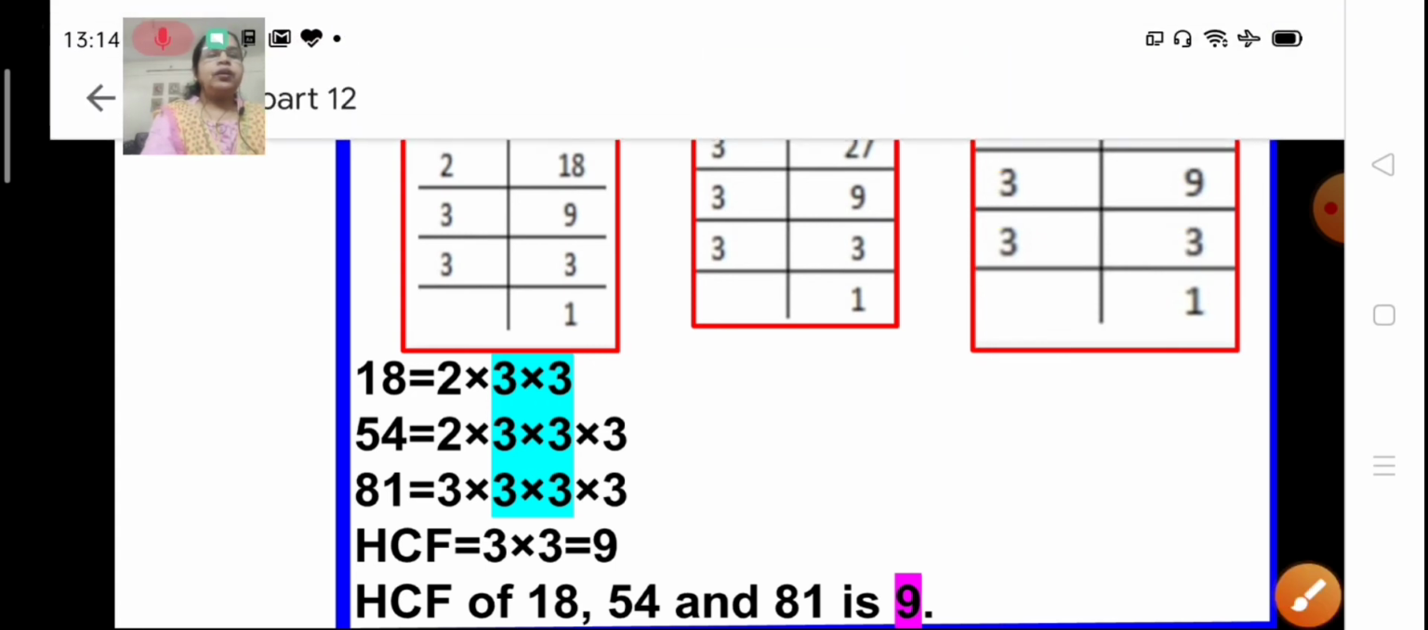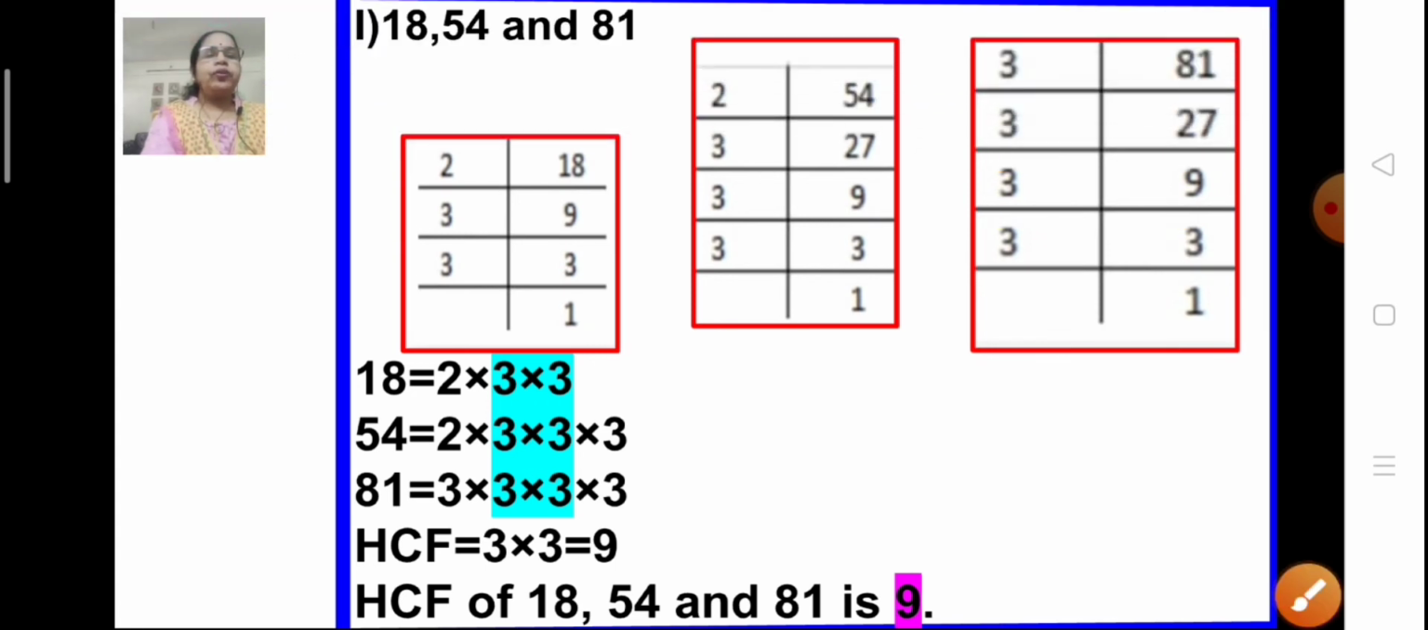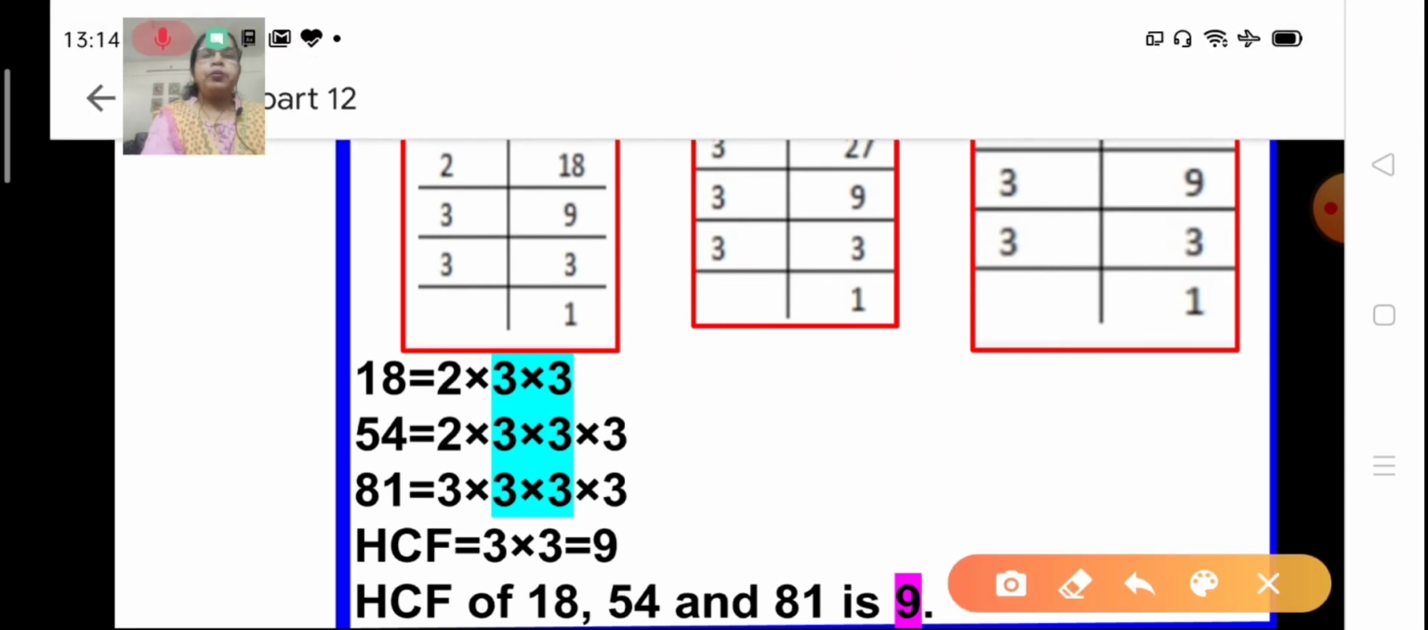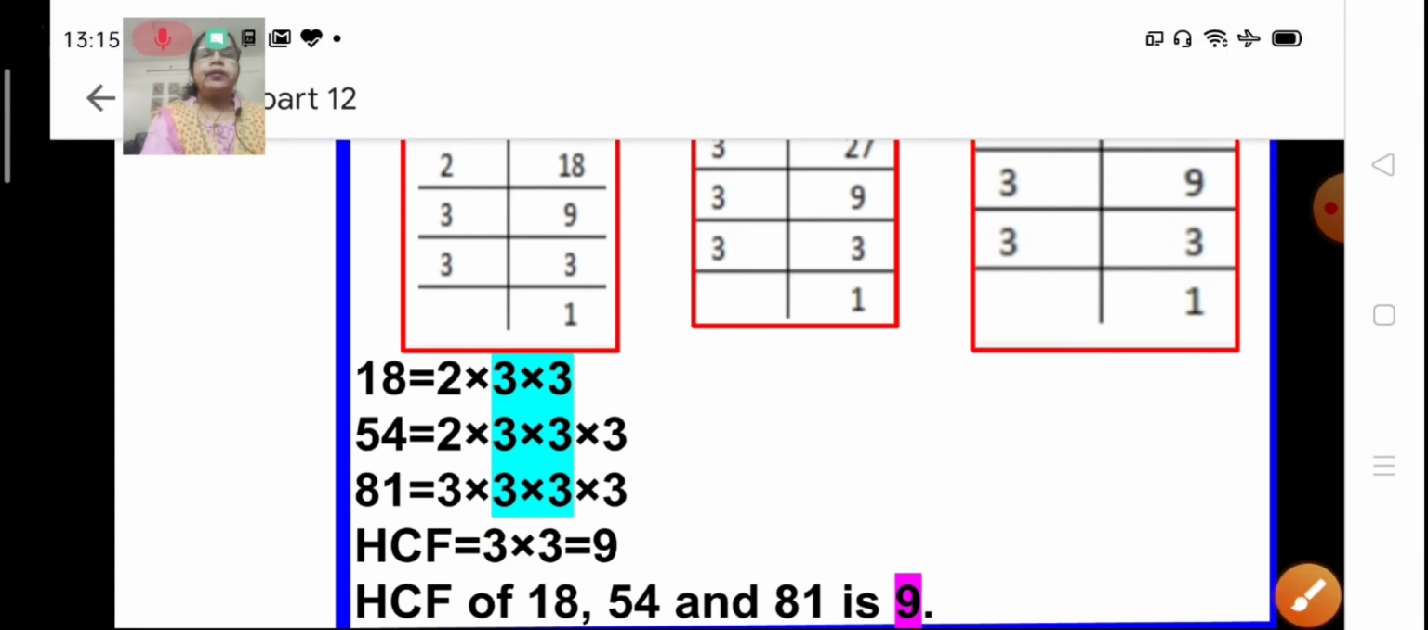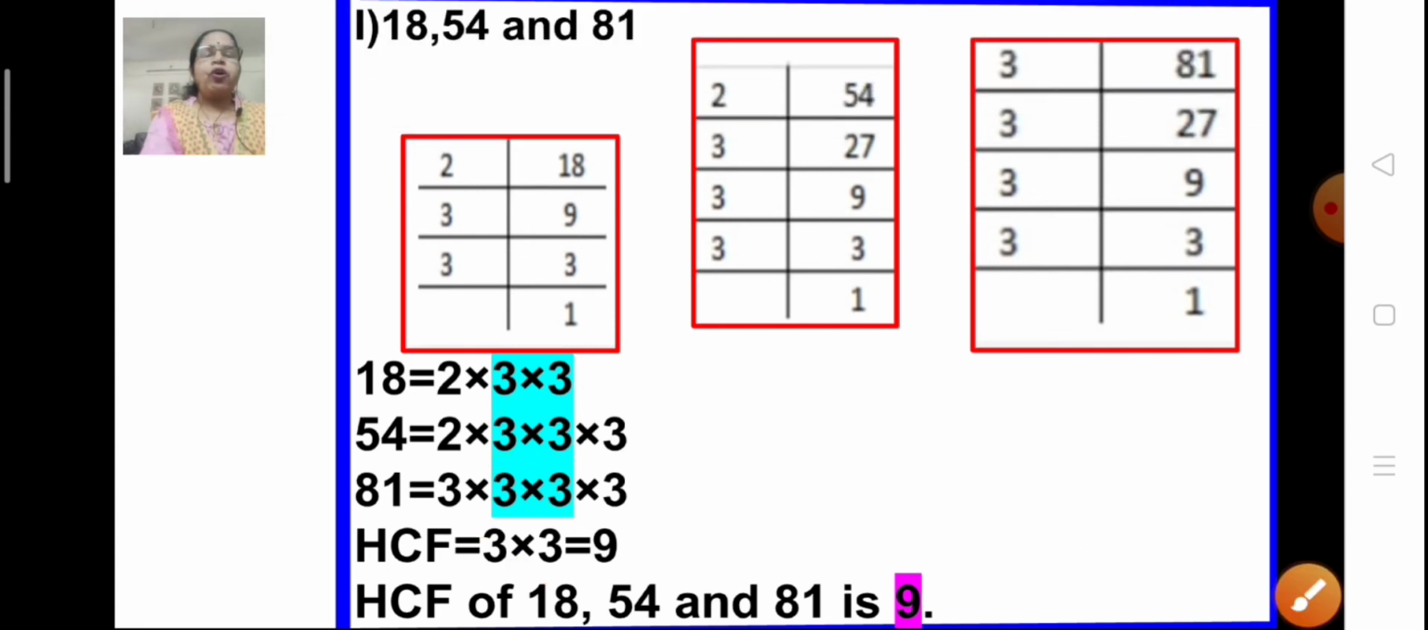Now let's find the common factors of these three numbers, common prime factors. So we see that 3 is common. So we put this 3 here, and another 3 is also common. Alright, for all the three numbers, 3 is a factor again. So again we take it like this and we multiply them. 3 into 3, 9. So what is the HCF of 18, 54 and 81? It is 9.